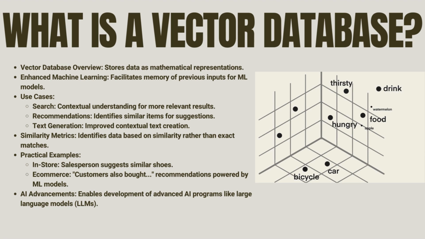Some practical examples we can think where this happens could be a salesperson suggesting similar shoes, or another customer bought something similar and a recommendation is powered by a machine learning model. This also enables the development of advanced AI programs like large language models.